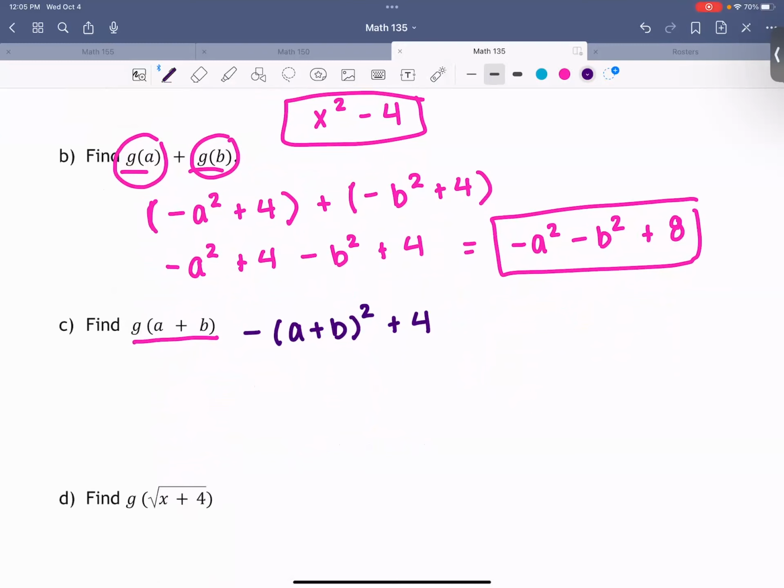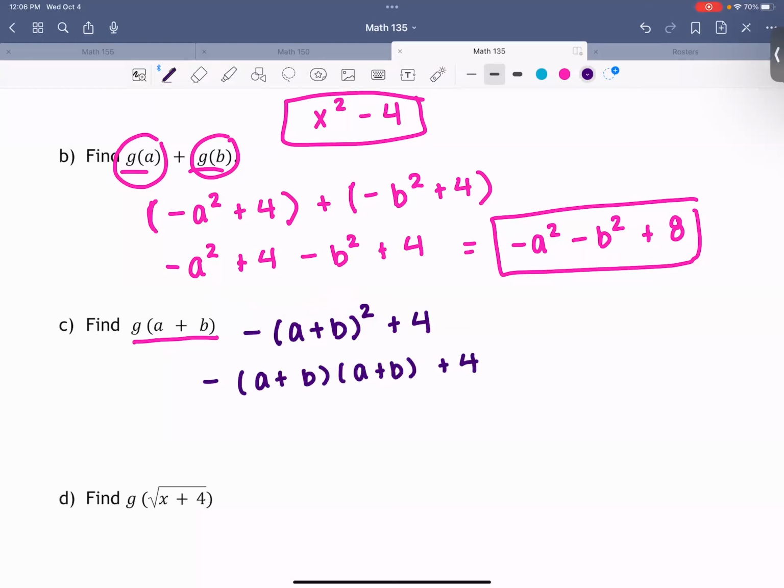What can I do to expand this first? Perfect. Separate the square into 2 a plus b's, right? Now, I can't do the minus sign yet because I have to square it first. Remember that thing called PEMDAS, right? And I can't put the 2 in here because I have to expand it out first. So let's write a plus b twice, because that's what the square means, and leave everything else the same.